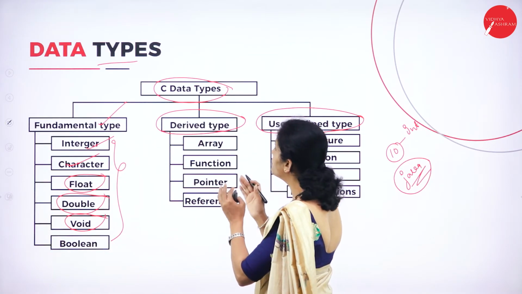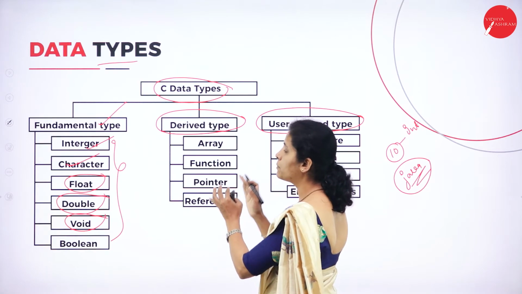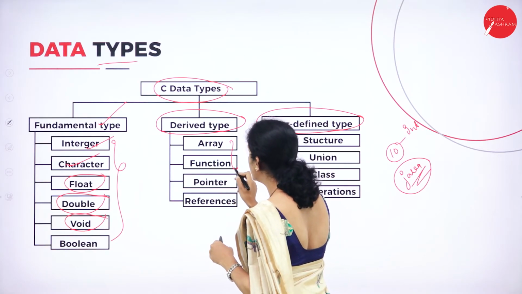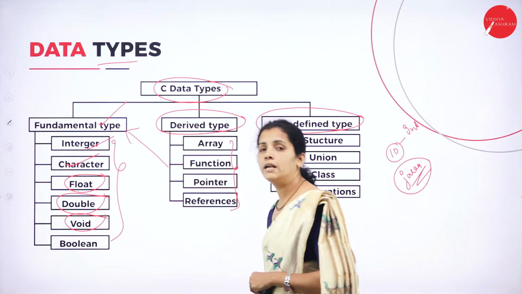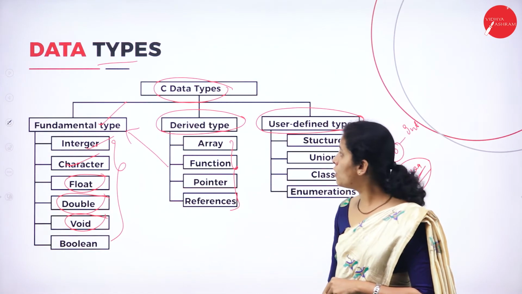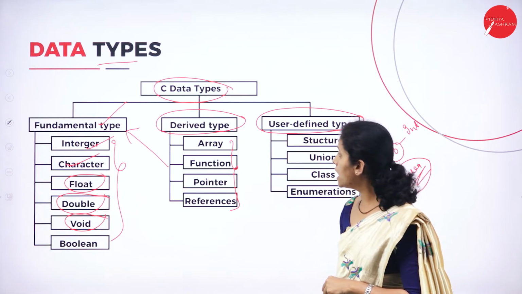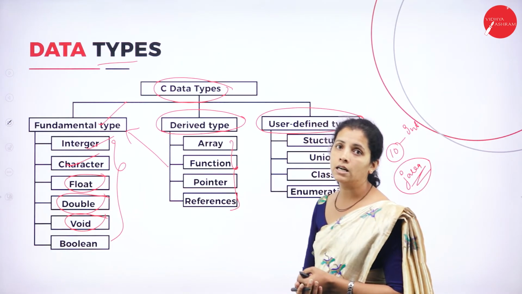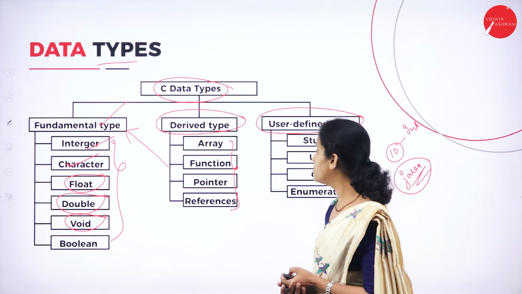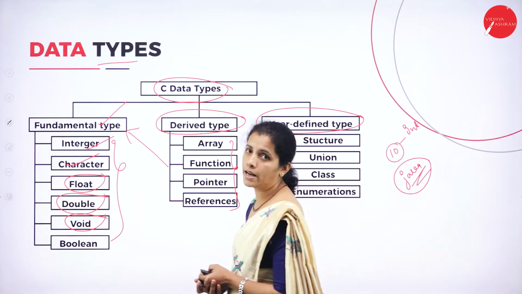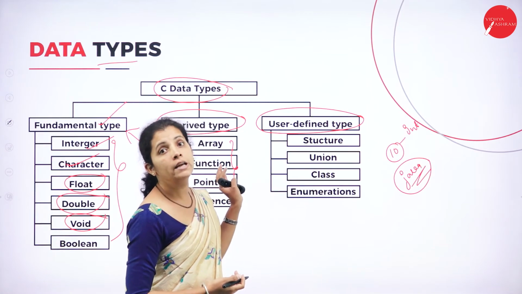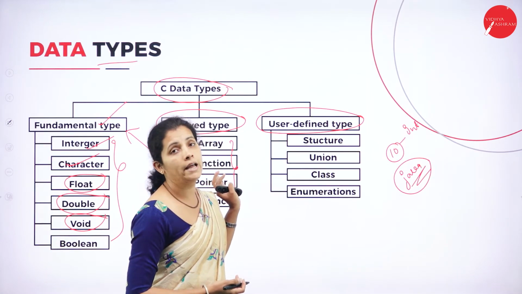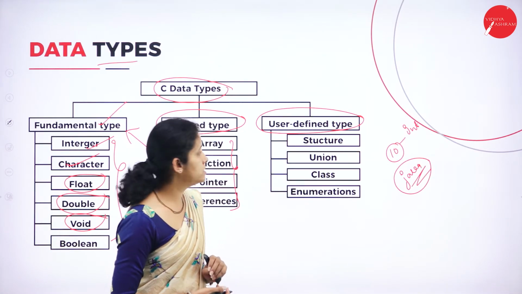And I'm going to have the derived data types. That means I'm going to construct these data types with the help of fundamental data types, and it is called a derived data type. And what are the derived data types? I'm going to have arrays, functions, pointers, and references. Anyway, dear student, we are going to study all these things in depth in my upcoming session.